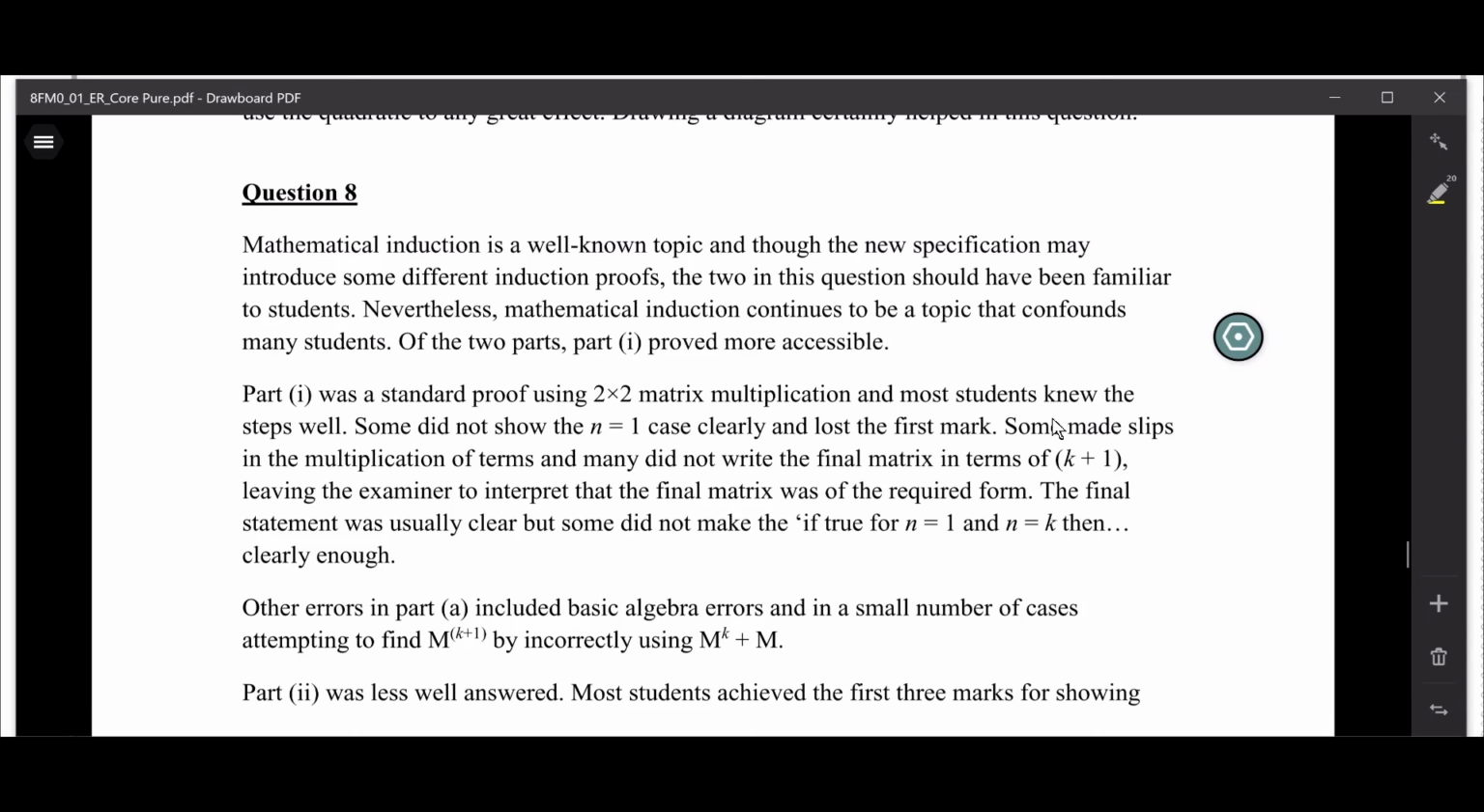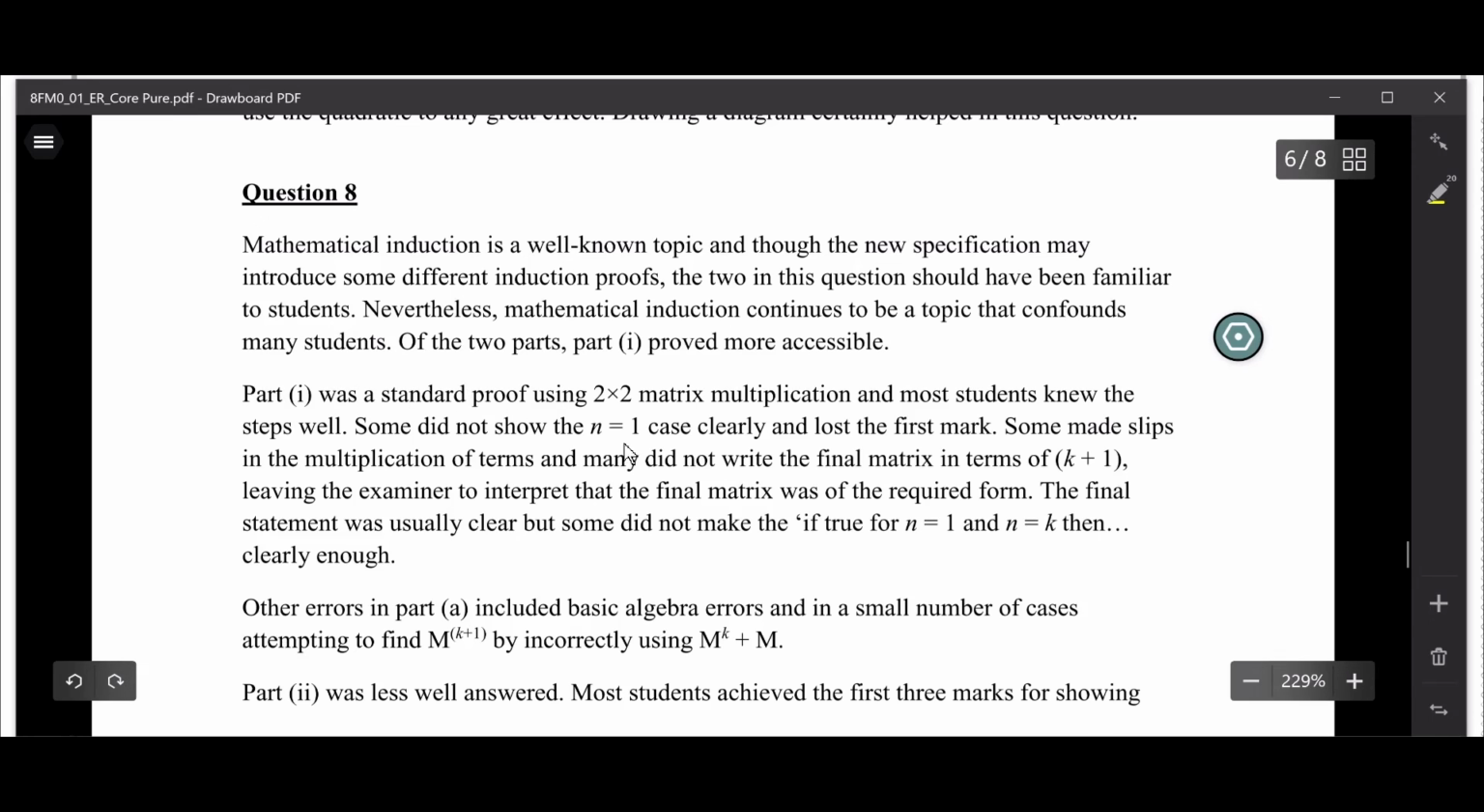Examiner report wise, mathematical induction is a well-known topic, and through the new specification may introduce some different induction proofs. The two in this question should have been familiar to students because they're typical examples. Nevertheless, mathematical induction continues to be a topic that confounds many students. Of the two parts, the first part with the matrices was more accessible to students.